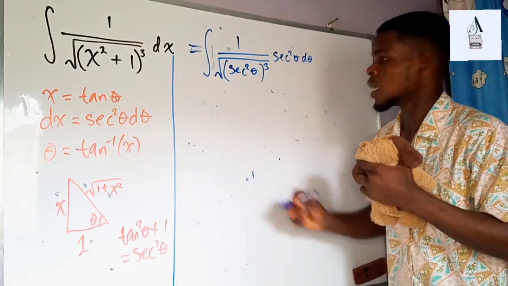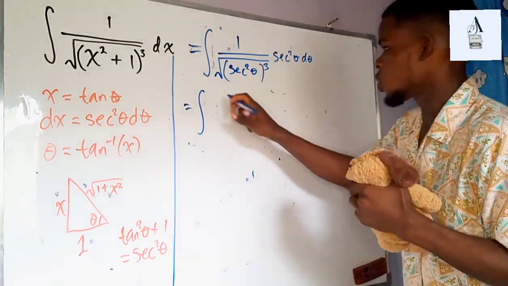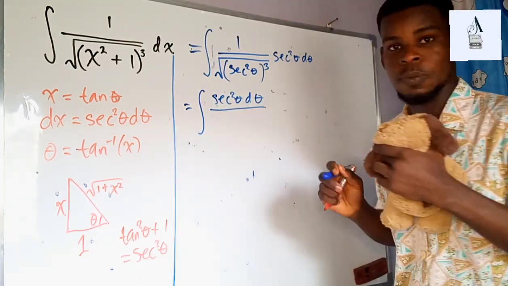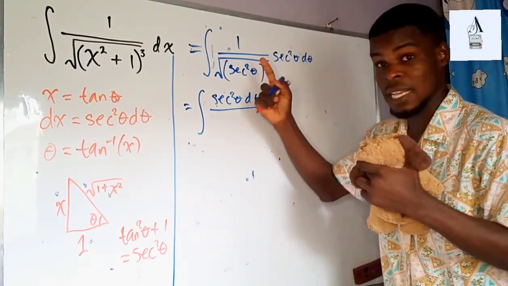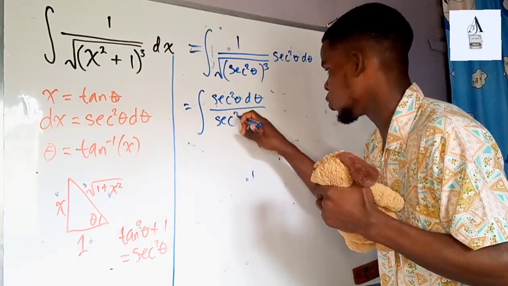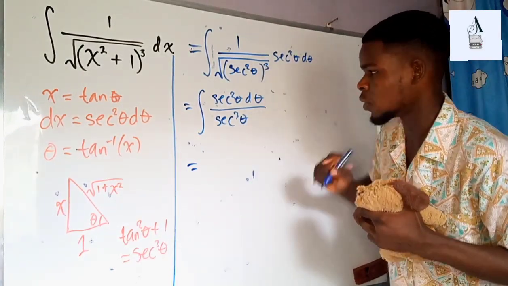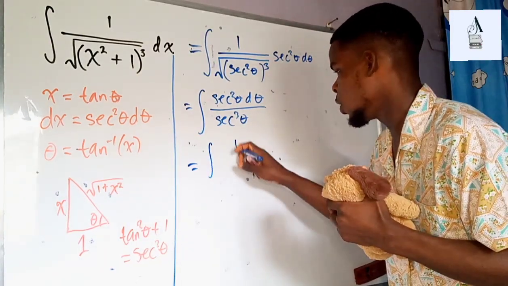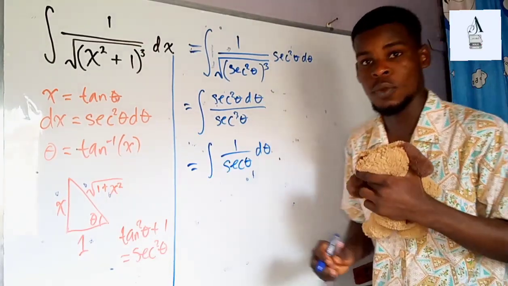Now let's see how we can break this down. This is equal to secant squared of theta d theta divided by, you notice this is secant squared and it is under the square root, so they can cancel out, and we'll be left with secant to the third power of theta, secant cube of theta. You notice this is of power 2 and this is of power 3, so after cancelling, only 1 will be left at the bottom. So we're going to have the integral of 1 over secant of theta.